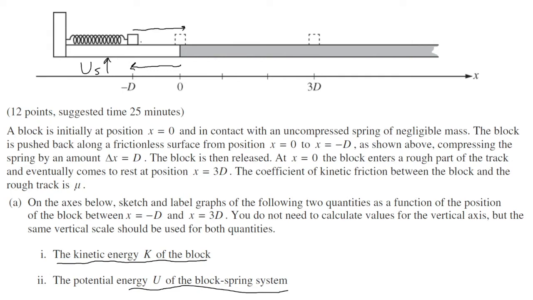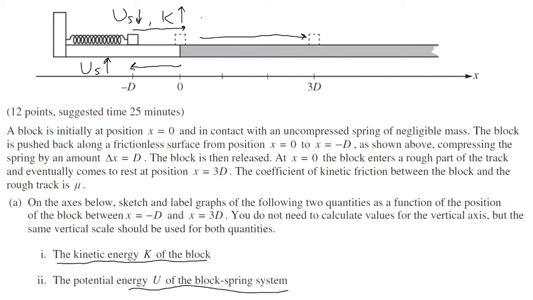Then, as the block is launched, as the spring decompresses itself, going from negative d to 0, we should see two things. We should see the elastic potential energy come down. The spring is going to get closer and closer to its equilibrium position, so it's going to lose its elastic potential energy. And we should see that the kinetic energy of the block should increase accordingly, right? Because the increase in kinetic energy of the block is going to be directly caused by the decrease in the elastic potential energy.